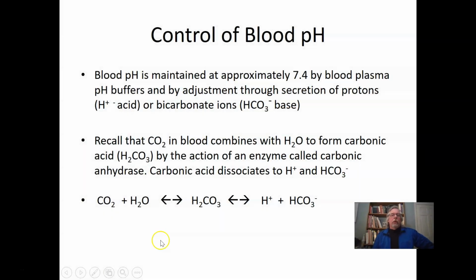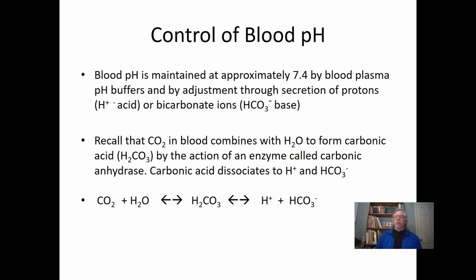All right, so first topic, control of blood pH. Just a little bit of background first. Blood pH is maintained at around pH 7.4, slightly alkaline. And there are a number of things involved in regulating that.